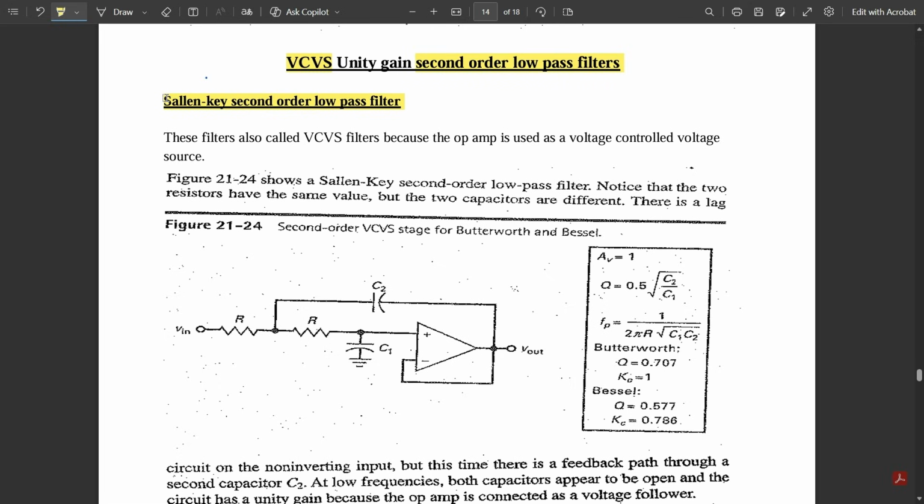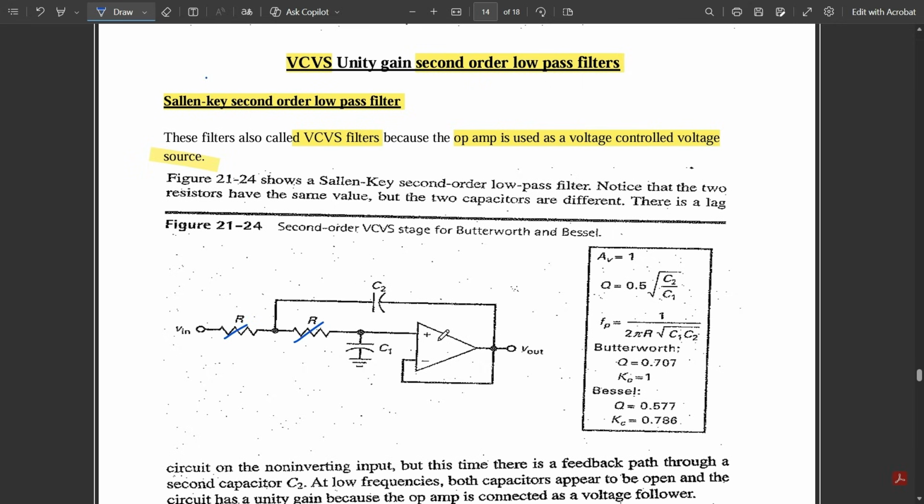First is the Sallen-Key second order low pass filter. These filters are also called VCVS filters because the op amp is used as a voltage controlled voltage source in these kinds of filters. The figure below shows a Sallen-Key second order low pass filter. Here notice that two resistors have the same value. The resistor values are the same in the case of Sallen-Key filters, the second order filters.